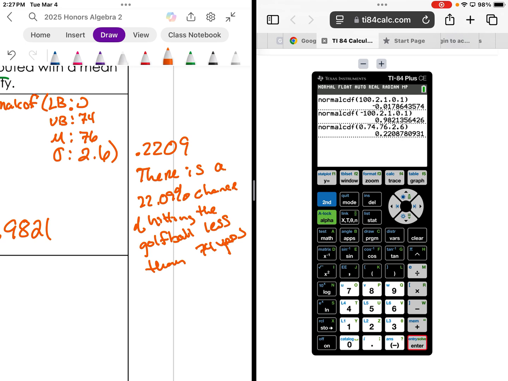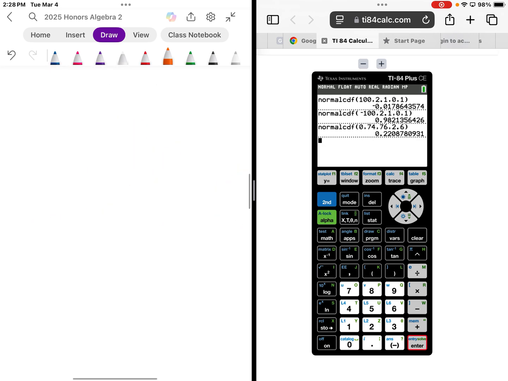Now, what's the percent chance for me hitting it over 74 yards? Well, if it's 22% less than, then there's a 78% chance I'm going to hit it greater than 74 yards. Because we can always be asked the other way, what's the percent above? We don't always have to do what's below. All right, let's go to another one.